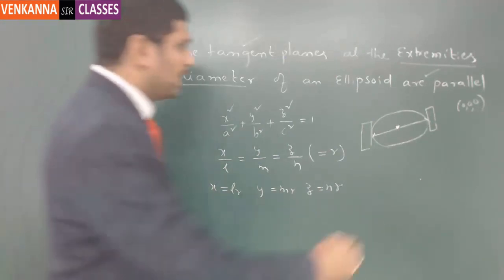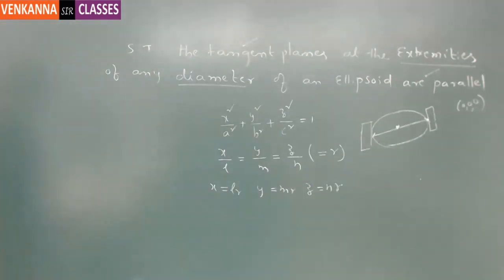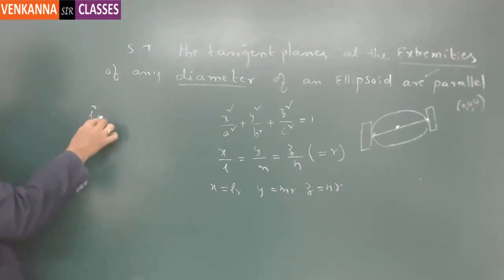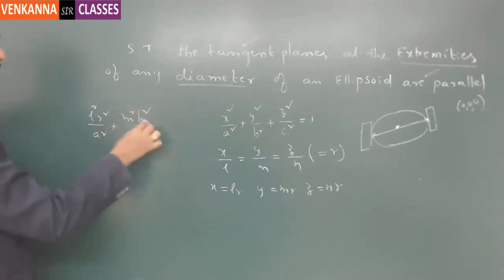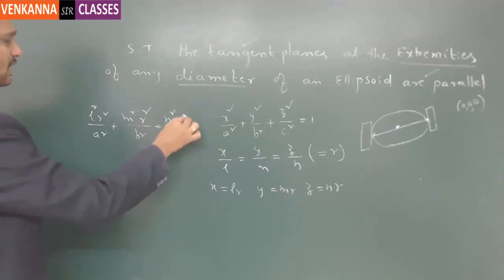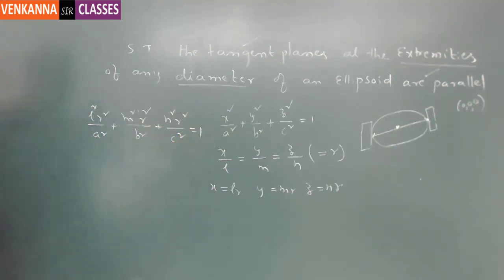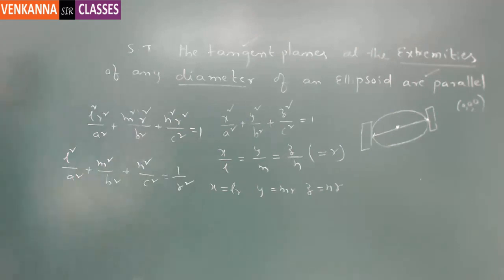Since the point lies on the ellipsoid, it will satisfy the equation of the ellipsoid. So if you substitute the values there, you will get l square r square by a square plus m square r square by b square plus n square r square by c square is equal to 1. So which gives this value. Clear?